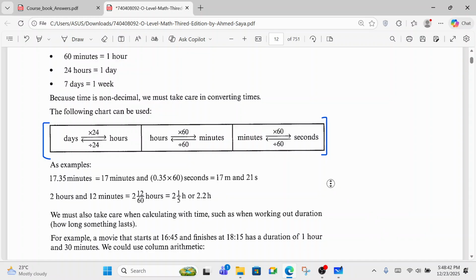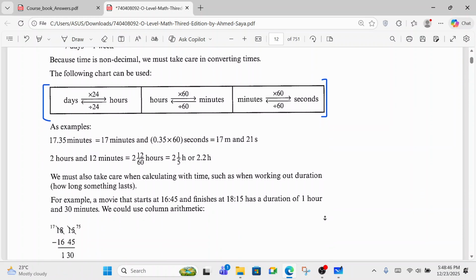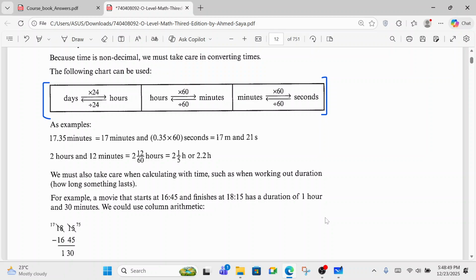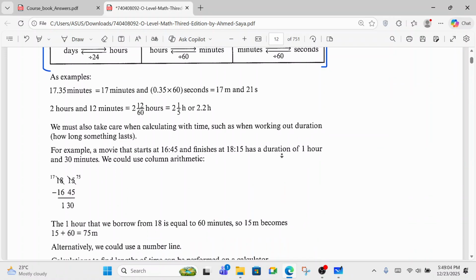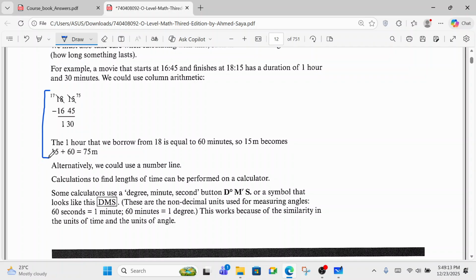Okay. Now we must also take care when calculating with time, such as working out duration, how long something lasts. For example, a movie could start at 16 hours 45 minutes and finish at 18 hours 15 minutes. There's a duration of 1 hour and 30 minutes. So here's how to calculate this. Here are the steps. So pause the video and take note of this.